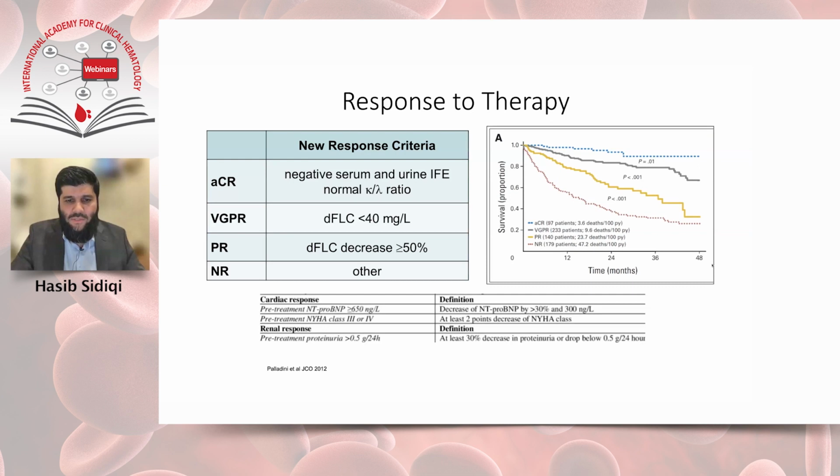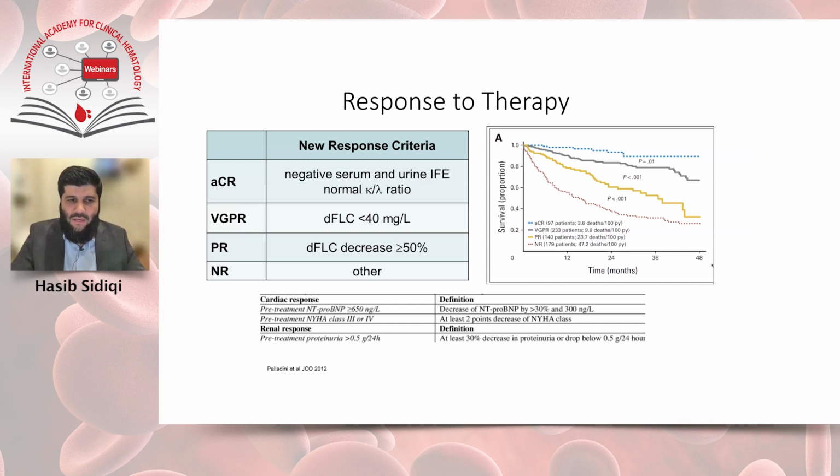In addition to hematologic response, we have categorizations for organ response, given organ involvement and organ dysfunction are a hallmark in patients with light chain amyloidosis. As you can see, we use the NT-proBNP and the degree of proteinuria to help us identify a cardiac and renal response respectively. Now, there have been some modifications or additions to these response criteria.